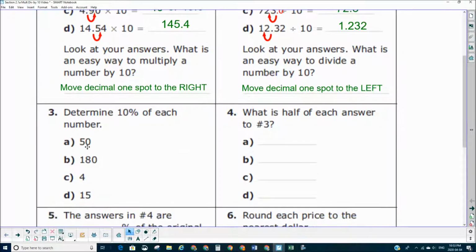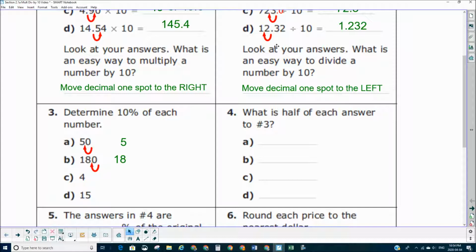So let's try 10% of this. We're going to divide by 10. It's going to get us 5. So it's just like one decimal place moved over here. It's all the same as dividing by 10. So for 180, the decimal place is here. We're going to move it one decimal place. We divide it by 10. We know that gets us 18.